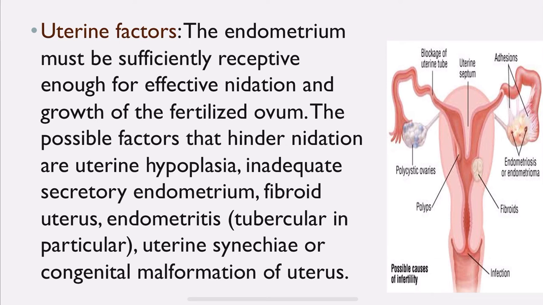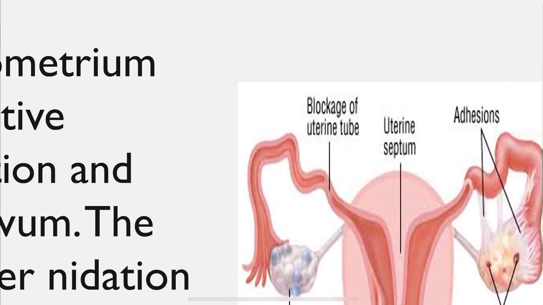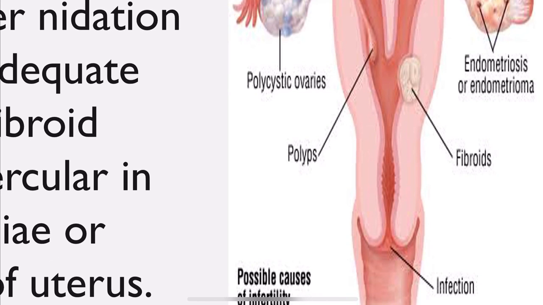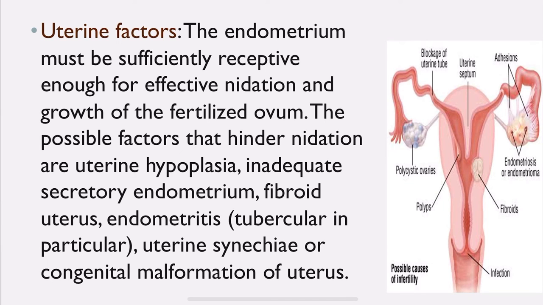Uterine factors: the endometrium must be sufficiently receptive for the effective nidation and the growth of the fertilized ovum. You see, the endometrium should be properly well developed. It should have a good growth and it should be receptive. It should be able to receive the ovum, and for it to get implanted here, it should be sufficiently receptive for the effective nidation and also for the growth of the ovum.